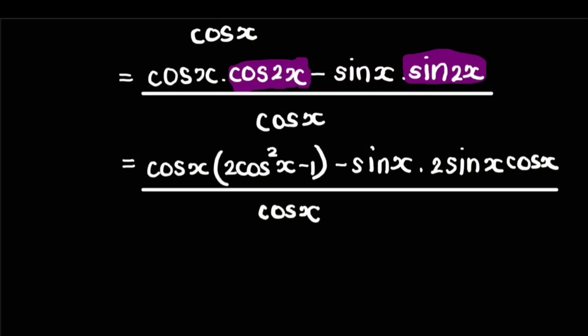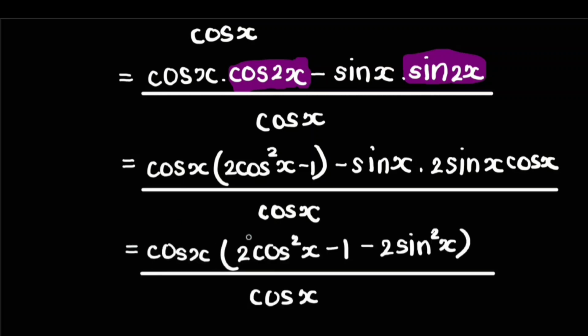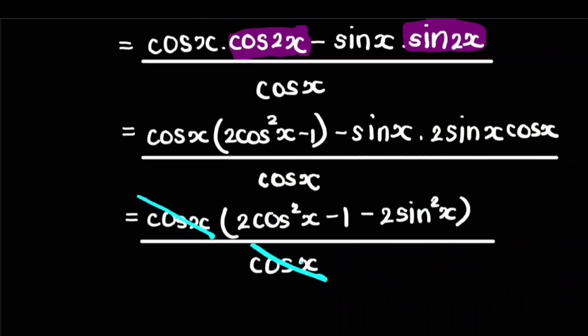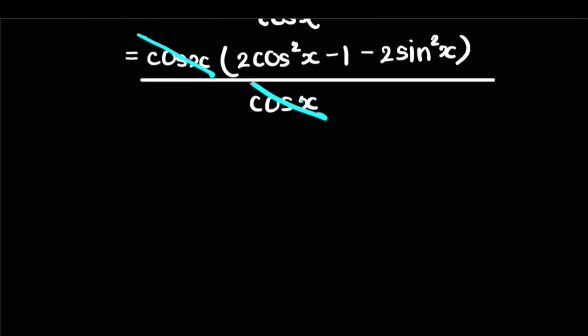There we have it. At this point in time, we realize that our numerator has something common. Both terms contain cos x. And if we factor out that cos x, it can cancel out with the cos x from the denominator. So let's go ahead and do that. So when we pull out cos x as a common factor, what we're left with is 2 cos squared x minus 1. And then from our second term, we can multiply negative sine x with 2 sine x to get negative 2 sine squared x. And now the cos x from the top and bottom cancel out with each other.